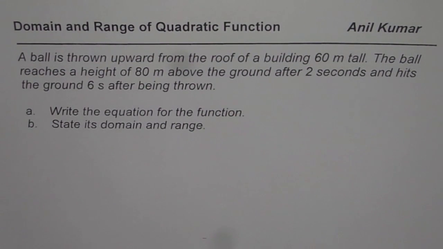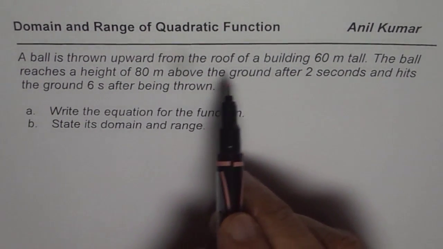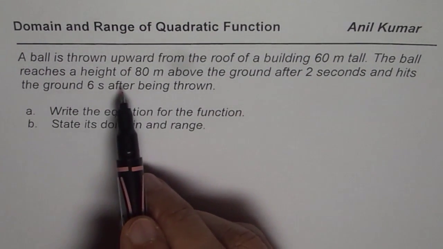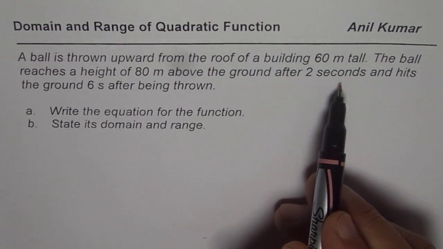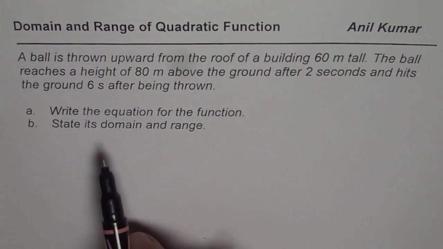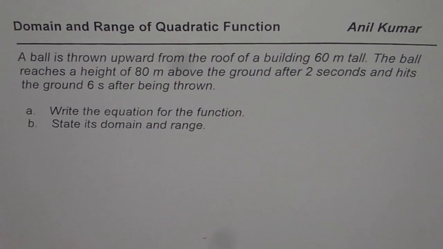Now, here is an excellent question, and Amandeep has a valid argument in this question, which I'll put forward and then provide you with the correct solution. The question here is: a ball is thrown upwards from the roof of a building 60 meters tall. The ball reaches a height of 80 meters above the ground after 2 seconds and hits the ground 6 seconds after being thrown. Write the equation for the function, state its domain and range.